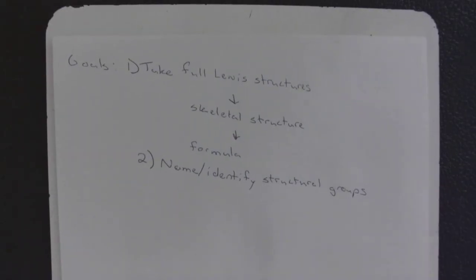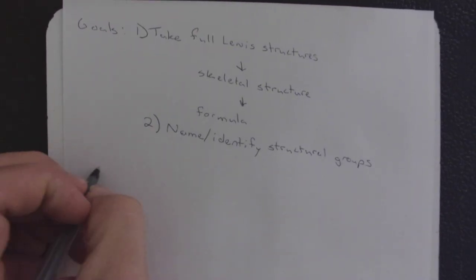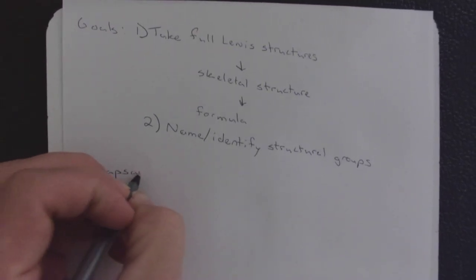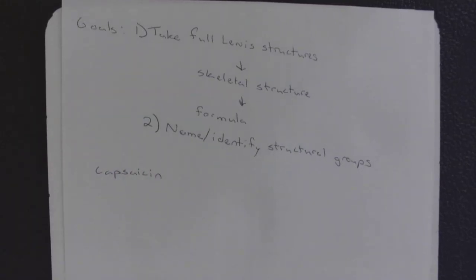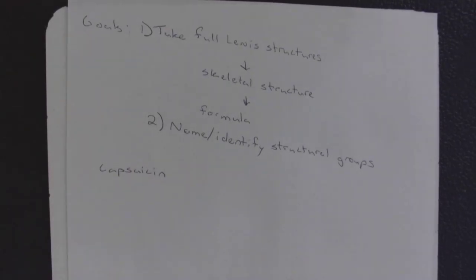Okay, so we are going to start. I'm going to kind of give you an example here to start with, and then we've got a whole lot of practice that we'll be able to do. Some videos to watch that'll help us with this as well. But we're going to start with capsaicin. All right, so capsaicin is a relatively large molecule. We are going to start with our full Lewis structure of capsaicin.